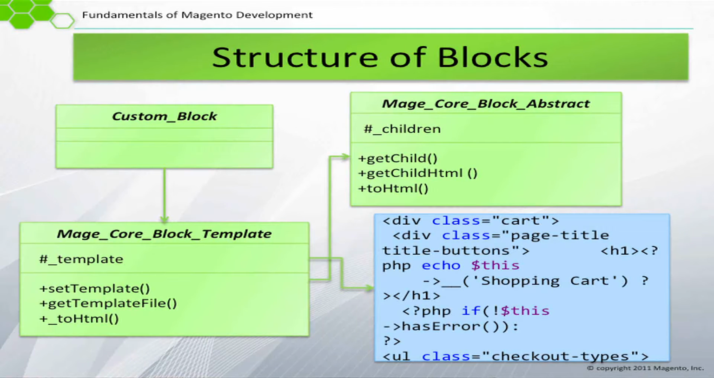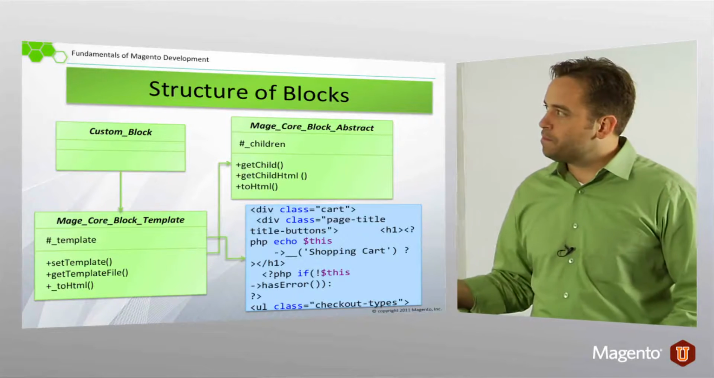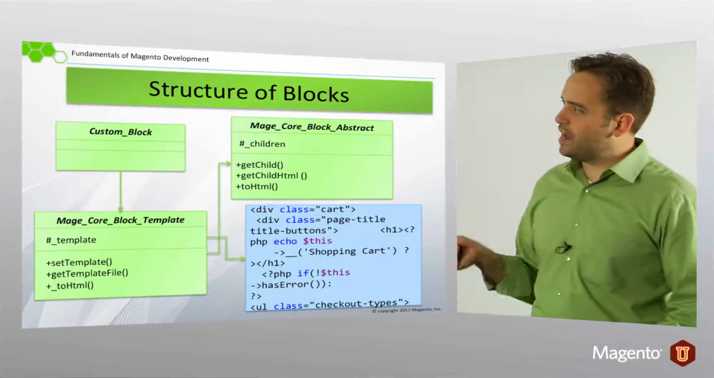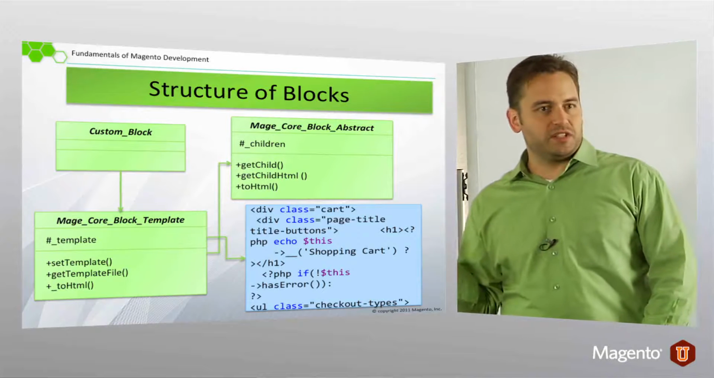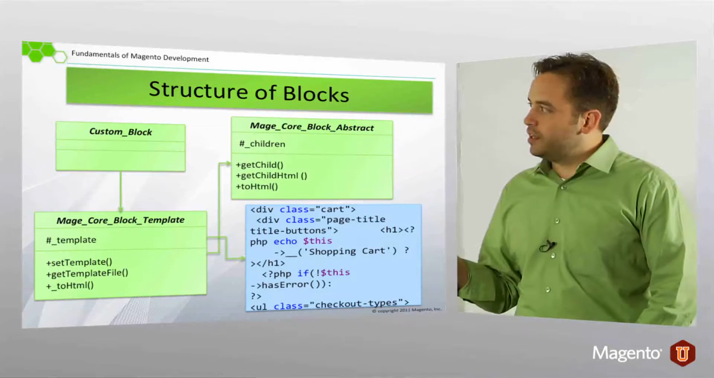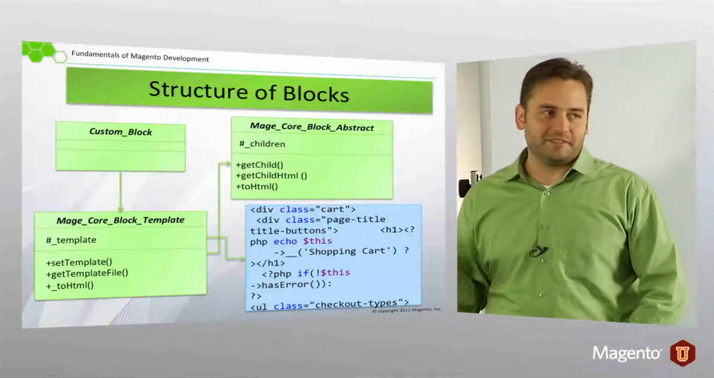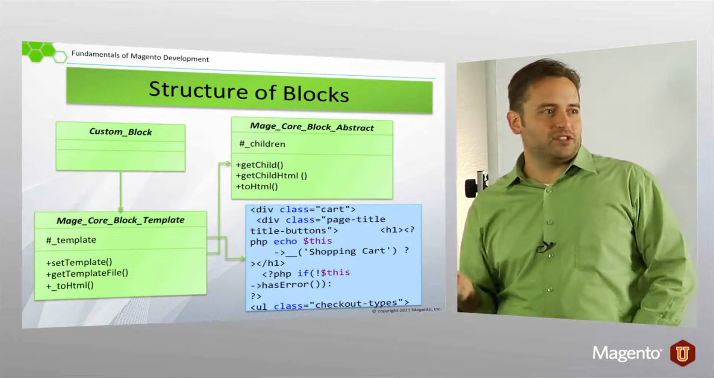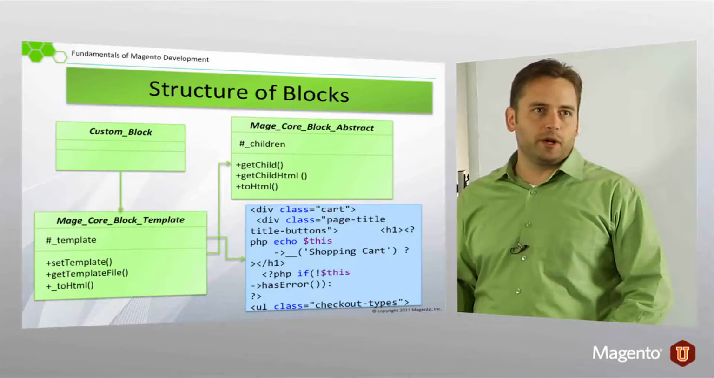So, block structure in terms of your classes. All right. At the base there's Mage core block abstract, and of course you know where to find that. That would be app code core, Mage core block abstract.php, and this has some fundamental methods. Obviously, getChild. This would return the block instance of a child block. getChildHTML. This obviously would get the rendered output of some child block, and then the toHTML method. And this is a final method here, so it's not overridden anywhere.